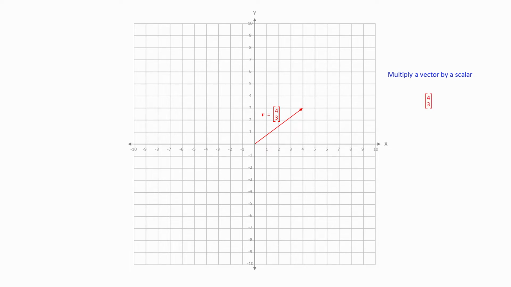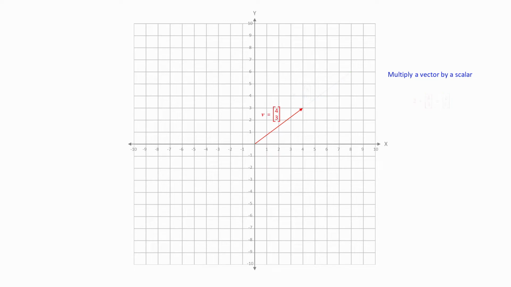For example, to multiply this column vector by the scalar 2, you simply multiply each value in the list by 2. The resulting vector is twice as long, but it still points in the same direction. The vector has effectively been stretched.